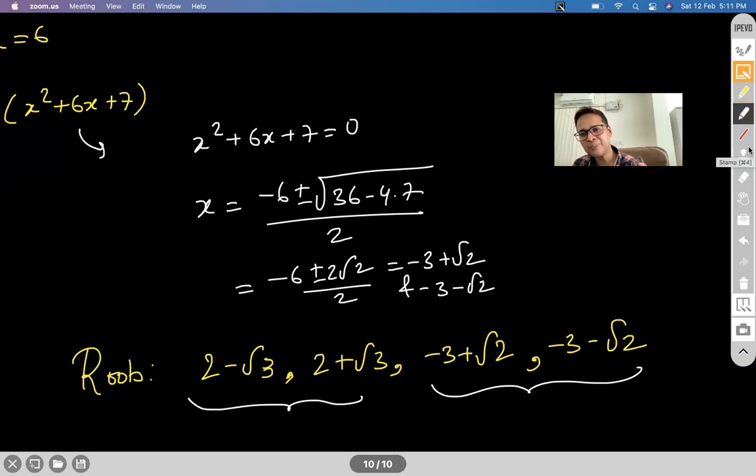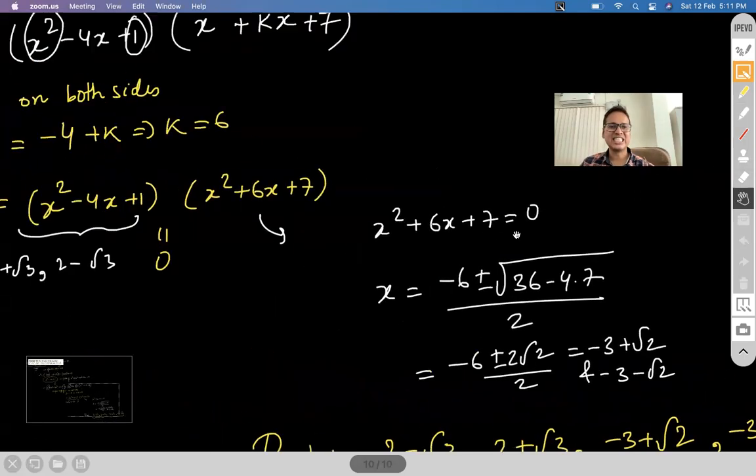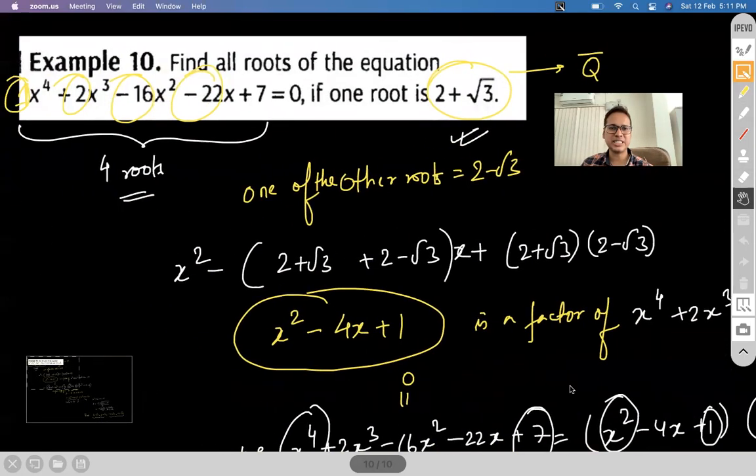Is it fine? Yeah, of course, Satyam. But why are you getting a wrong answer? Why is your answer different when Achintya got it right? Why are you getting minus 7 and 1? Maybe you factorized it incorrectly. Okay. Is it fine? Any questions? Any concerns?